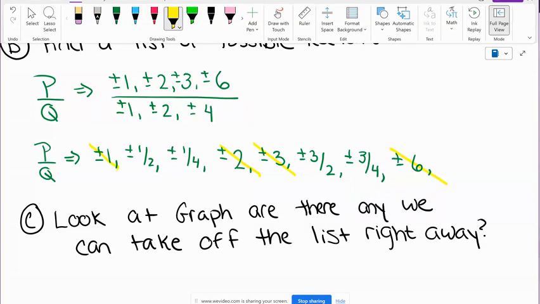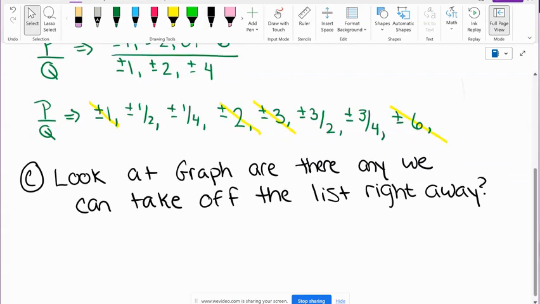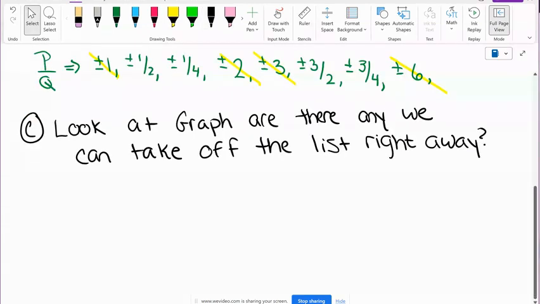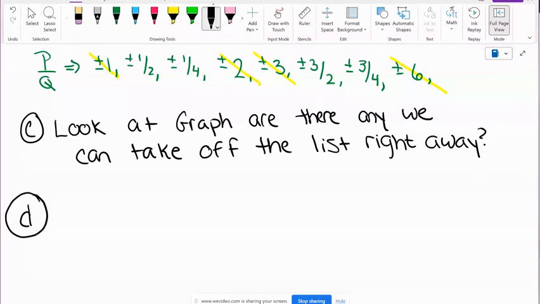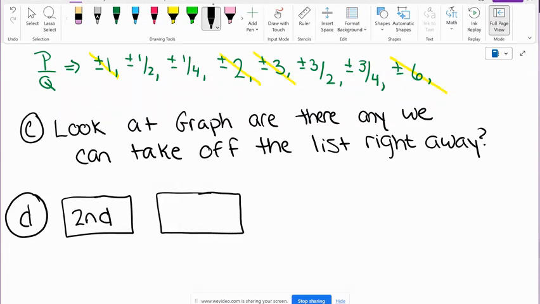Okay, so now what we're going to do, let's write this out. I'm going to show you a way to plug in the remaining ones to see which one gives us a 0. So part D. We're going to go to the second table set.